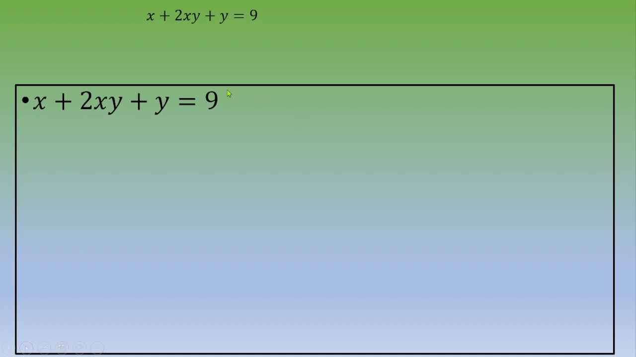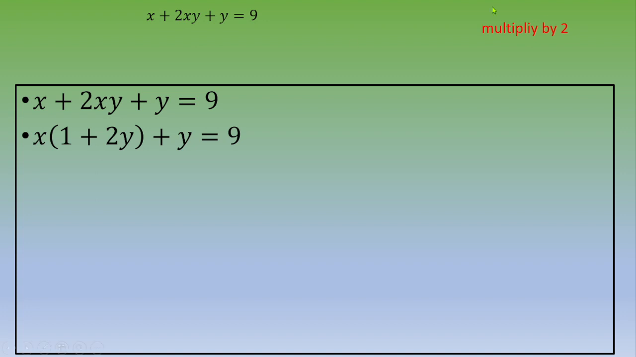When you've got an exercise like this to solve, one way is to factorize. On the left side of the equation, you've got common terms, so you can factorize by x and you get x times (1 plus 2y) plus y equals 9. So now you need to transform this y into 1 plus 2y. How are you going to do that?